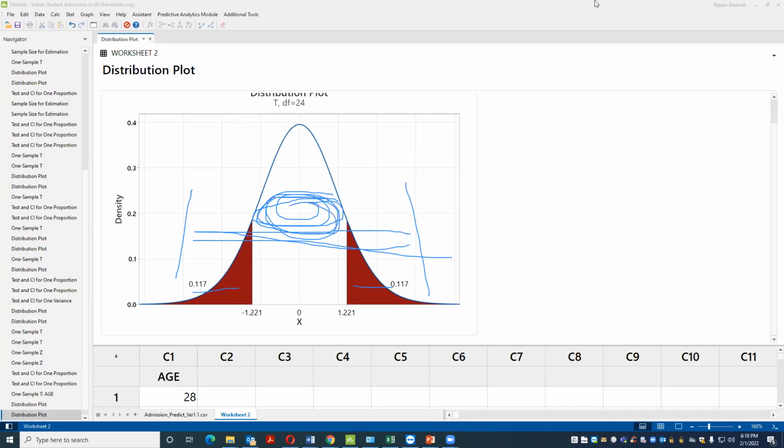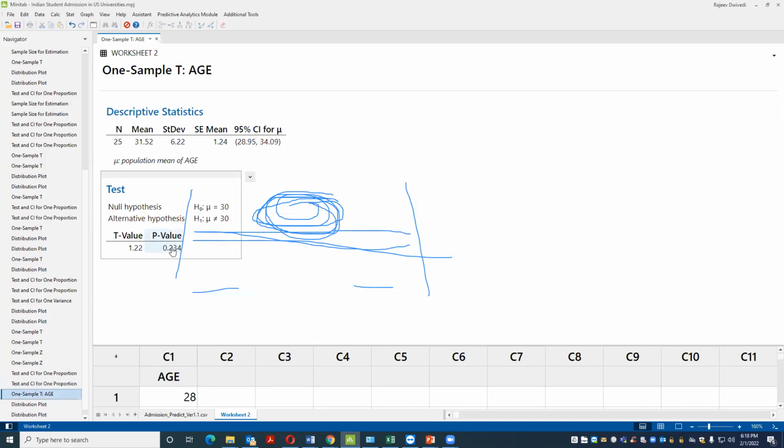So always, how do we decide? This is a thumb rule, always remember: if p-value is greater than alpha, where alpha means significance level, then you accept the null hypothesis. So these are the two ways to accept. One is based on critical value, one is based on p-value.